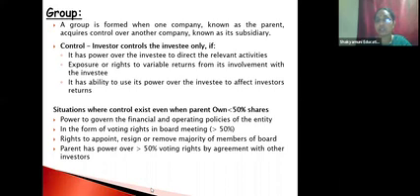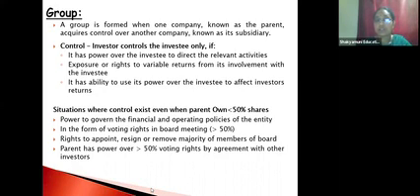Second situation: if the parent has more than 50% voting rights in a board meeting. So in a board meeting, if a company has more than 50% voting rights, then also control still exists.